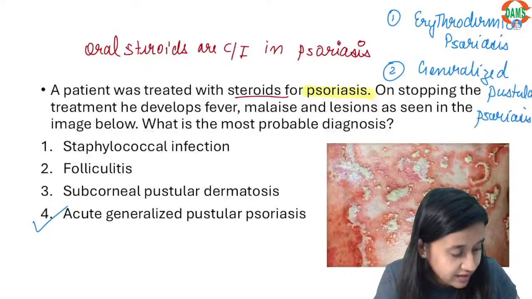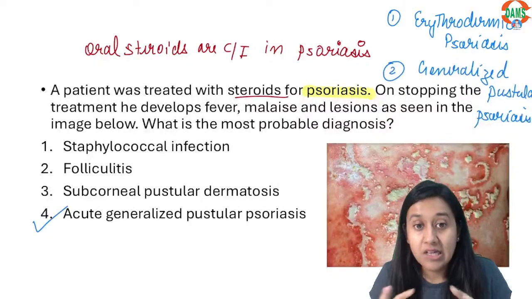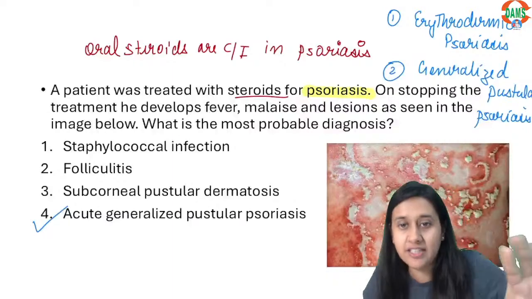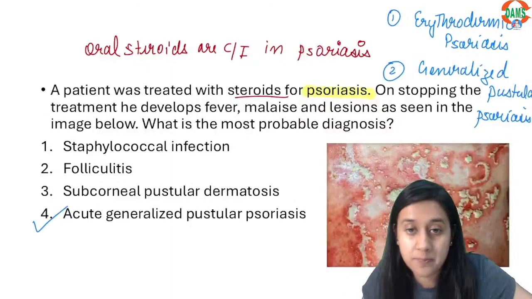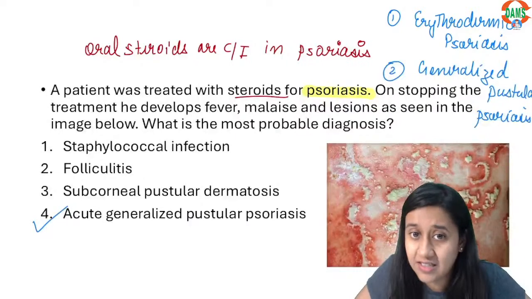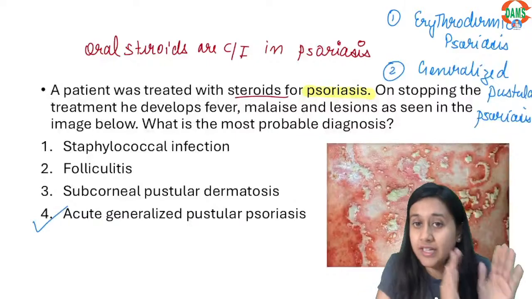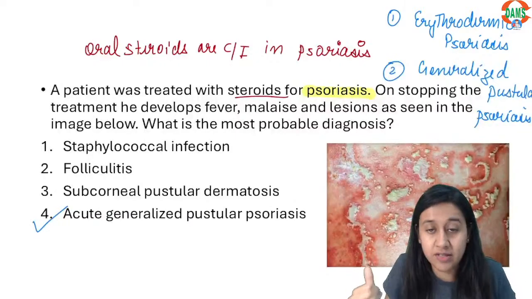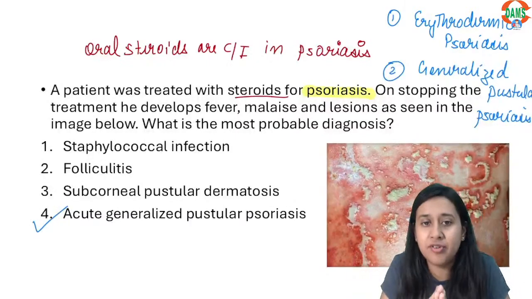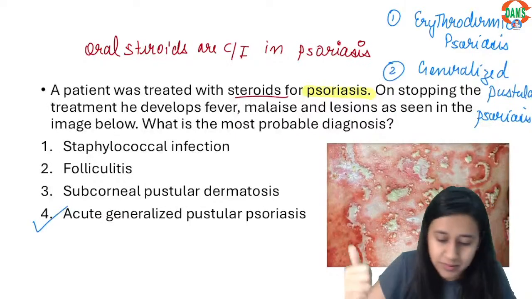Yes. Okay. So please remember, this is actually a patient of von Zumbusch disease. Von Zumbusch disease is nothing but generalized pustular psoriasis with systemic upset like fever, malaise, raised polymorphonuclear cells, even arthritis or arthralgia-like features are seen. Both erythrodermic and generalized pustular psoriasis or von Zumbusch disease can be triggered by the withdrawal of systemic steroids. Okay, I hope this is clear.